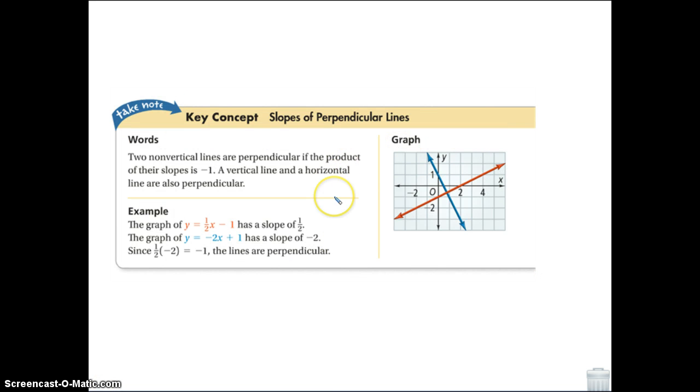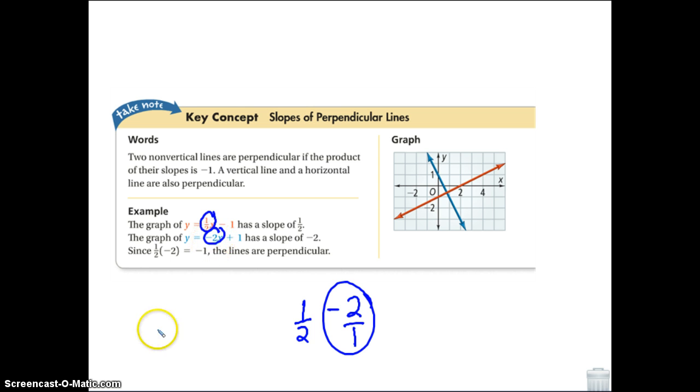Moving on to the next portion of section 5.6, the key concept of slopes of perpendicular lines. Remember, parallel have the same, perpendicular has the opposite reciprocal. So look at this red line here. It has a slope of 1/2. Well, what's the opposite reciprocal of 1/2? Well, that is 2 over 1. Notice no negatives, so that means I have to put a negative here. So the opposite reciprocal is negative 2 over 1, which they have right here.